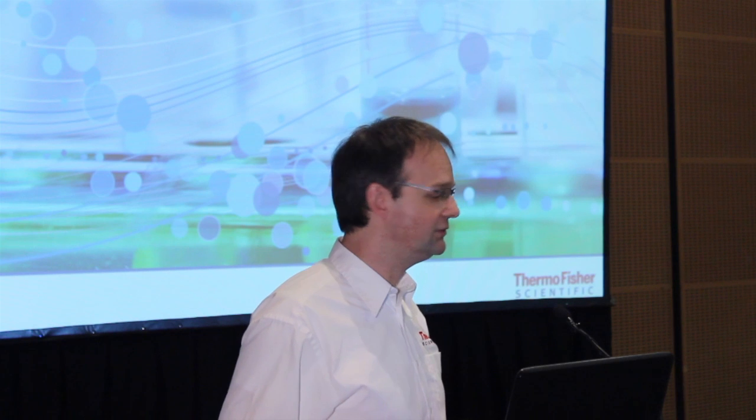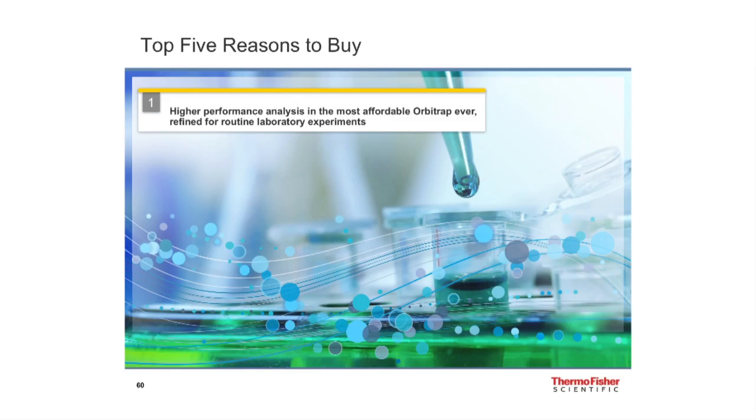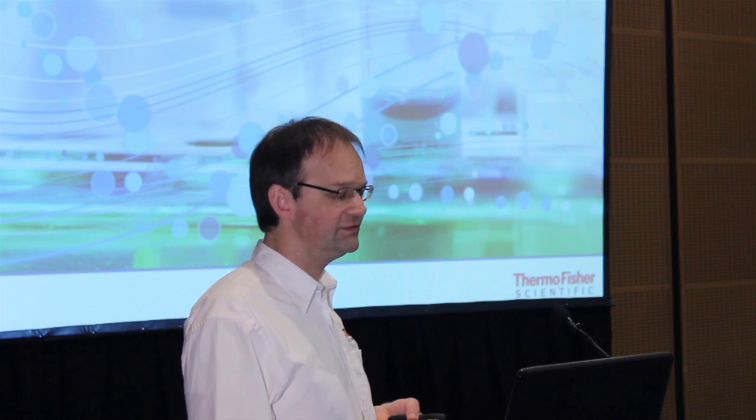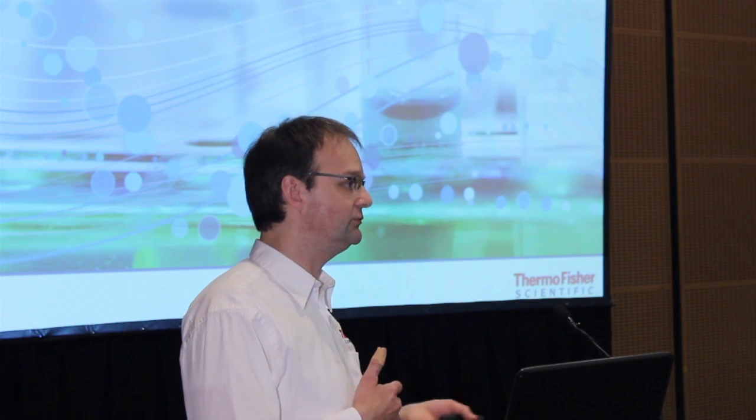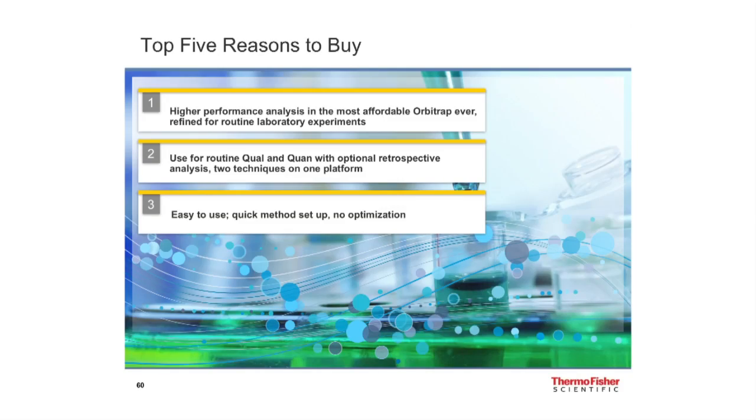So as a conclusion from my side, why should you buy a Q Exactive Focus now? You have higher performance analysis in the most affordable Orbitrap ever, refined for routine laboratory experiments. So the performance you need, the software you need for processing it. You can use it for routine qualitative and quantitative work with optional retrospective analysis, 2 techniques on 1 platform. So you can do whatever you want to do in a triple quad and you get something extra for the same price. It's easy to use. Most method setup on an instrument like this is without any evaluation or optimization. You just go and shoot.